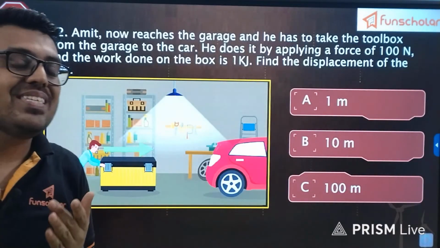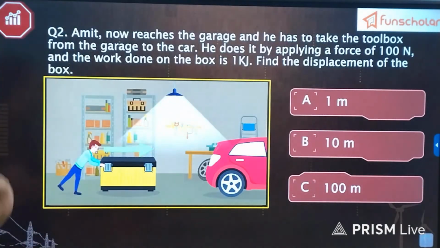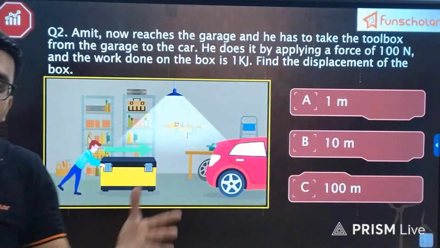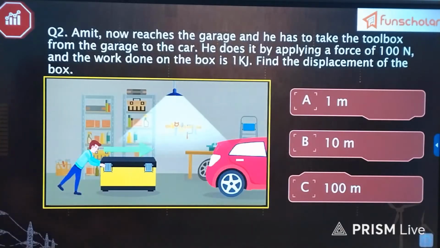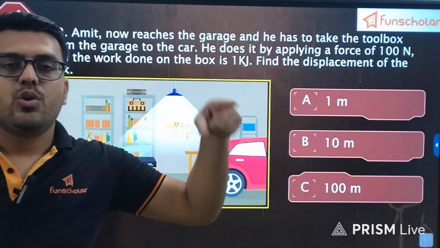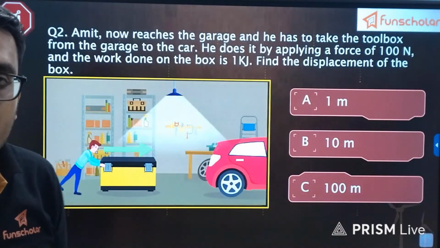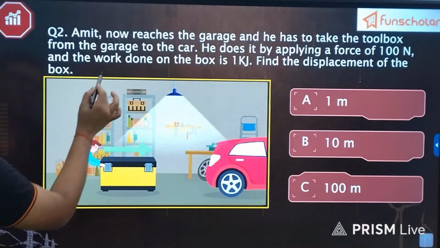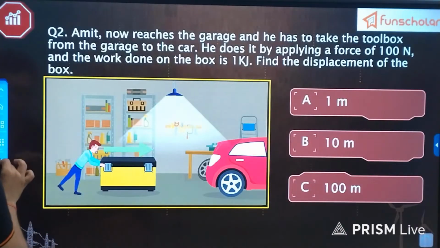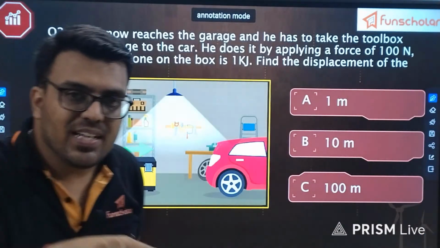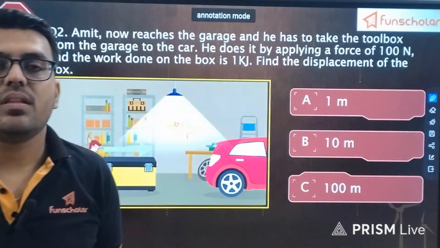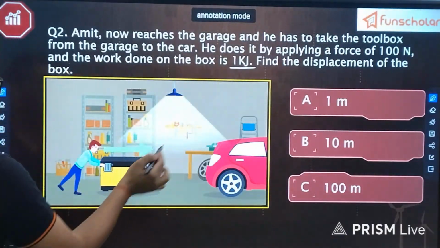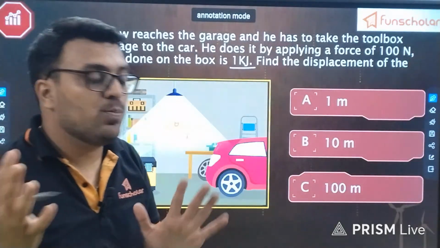So who is applying the force? Amit. On what is he applying the force? What is the body on which he is applying the force? Is it the car or the toolbox? You are very clear. You are very intelligent. You are saying it's a toolbox. Now, this force of 100 Newton has caused the work done on the box. Now, instead of displacement, here we have been given the work done. What is the work done? It is 1 kilojoule. We have been asked to calculate displacement.